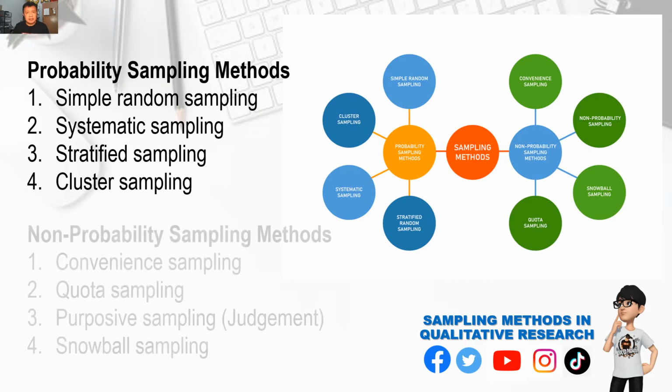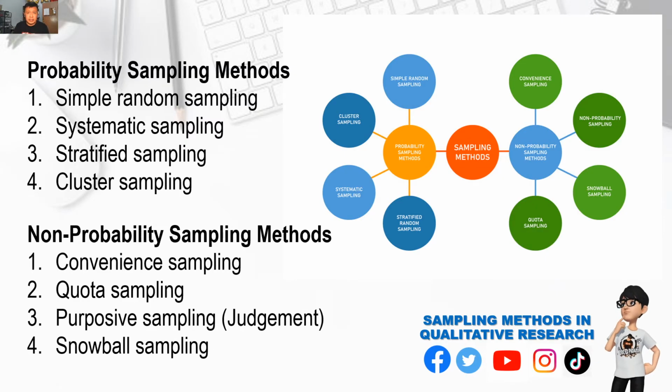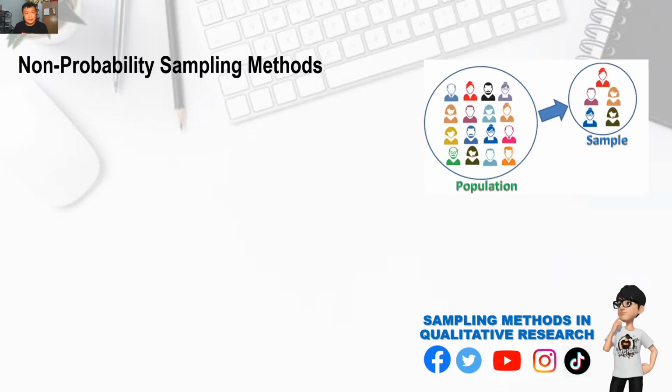Okay, the next part would be the other group, which is non-probability sampling method. So, non-probability sampling method involves convenience, quota, purposive sampling or judgment, and snowball sampling. We are going to discuss all of this later on in our video. So, yung sampling method ay yung paraan na ginagamit ninyo kung paano nyo pipiliin yung mga samples ninyo from the population as represented by the illustration on the right side of your screen.